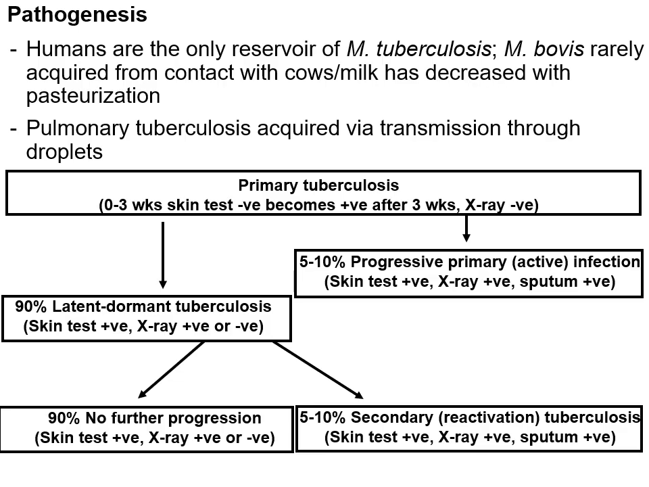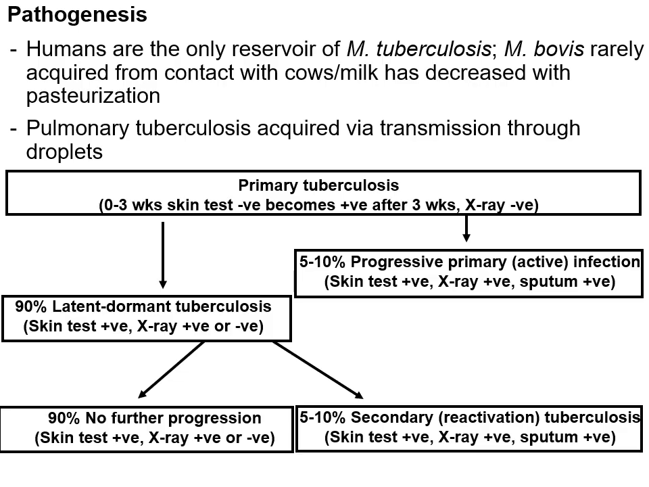In the rest of the population, 90% of the population, you have latent dormant tuberculosis, so the skin test is positive, the X-ray might be positive or negative, but you're not actually producing the organism or coughing it up in the sputum. Of this latent dormant tuberculosis, the majority, 90% of them, will have no further progression, but their skin test will always be positive. As for their X-ray, it might be positive or negative.